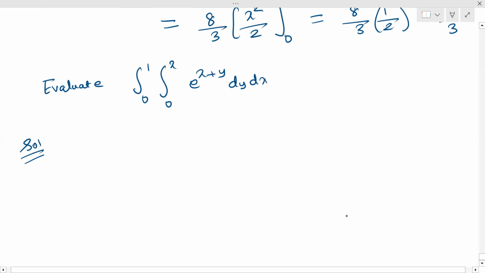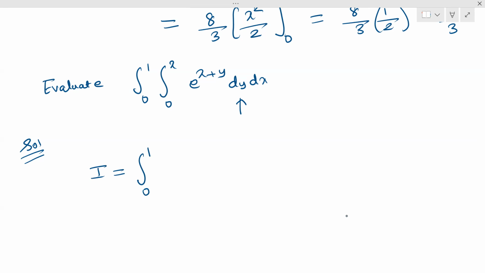See this problem. First we do the integration with respect to y, treating x as a constant. Write the outer integration as it is. What is the integration of e^x? The integration of e^x is e^x only. So we know the integral of e^x dx is e^x.